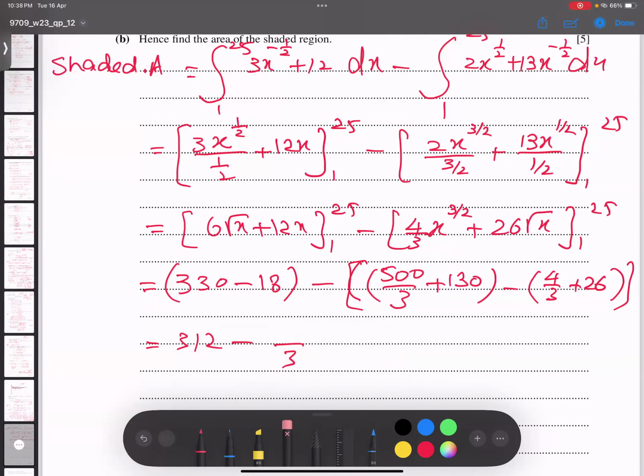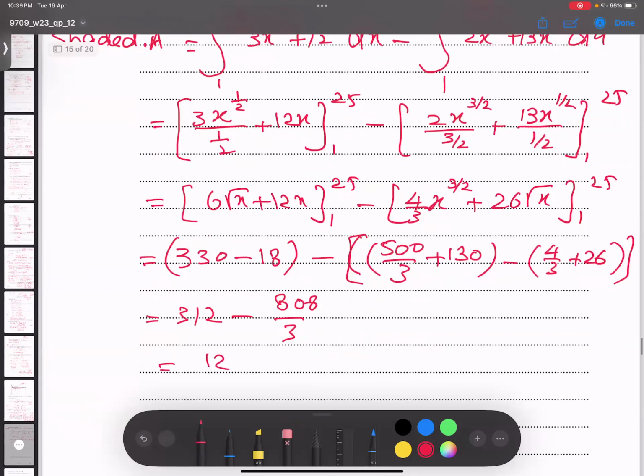And now if I type it in the calculator, it is giving us 808 by 3, and the final answer is coming 128 by 3. So this sign was a mistake only. I think this is covered now. So Alhamdulillah Rabbil Alameen, it is okay.